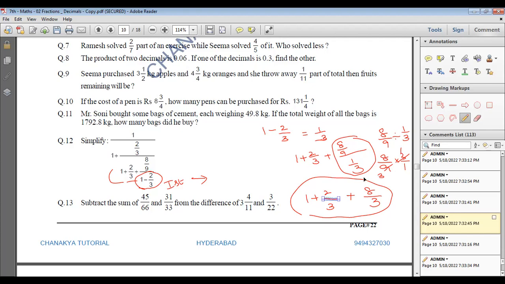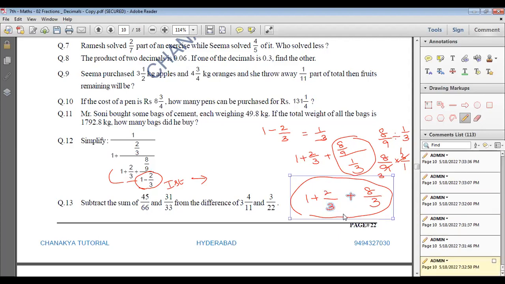Now you can add up all these. 1 plus 2 by 3 plus 8 by 3. Since these are like fractions, you can take the LCM directly. Like fractions means add the numerators. What are the numerators? 2 plus 8, 10 by 3. 1 plus 10 by 3.